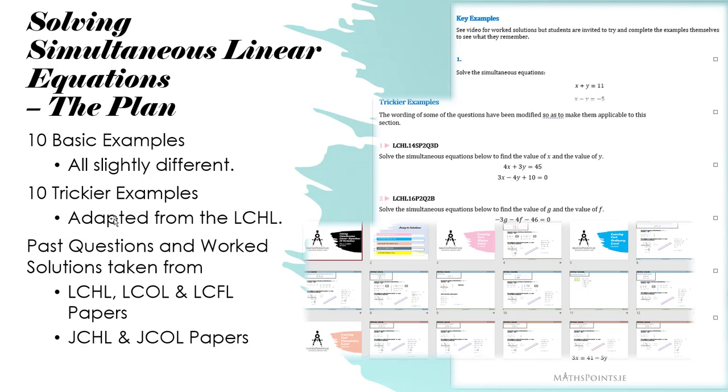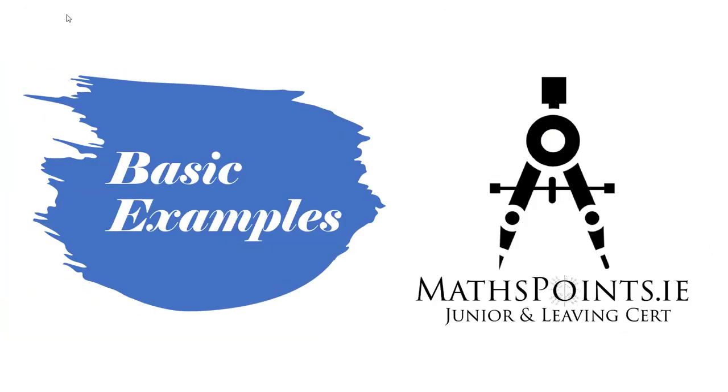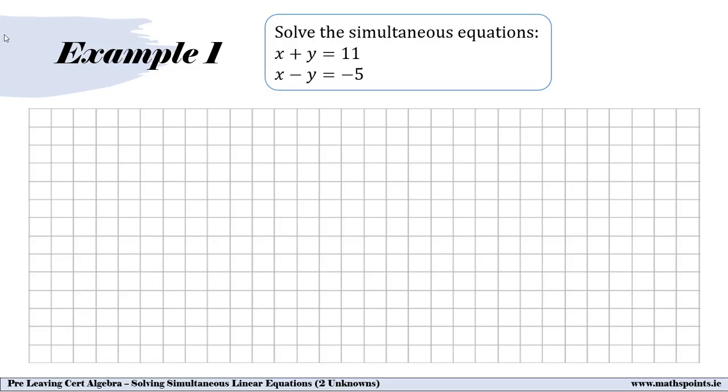We'll also then look at 10 trickier examples, and as usual I'd advise students who are comfortable already with simultaneous equations to probably jump to that section and try those questions. They're taken or adapted from Leaving Cert higher level material and more difficult, say, junior cert higher level questions or Leaving Cert ordinary level questions that were of a higher standard. So let's start our revision of simultaneous equations by looking at our first example.